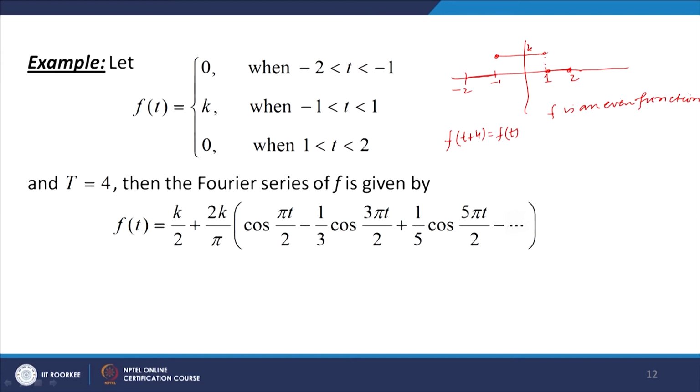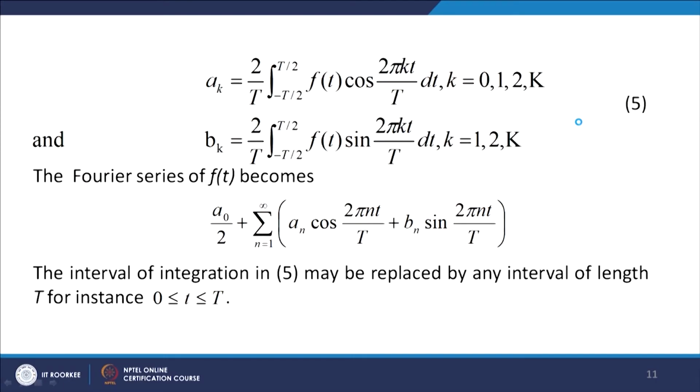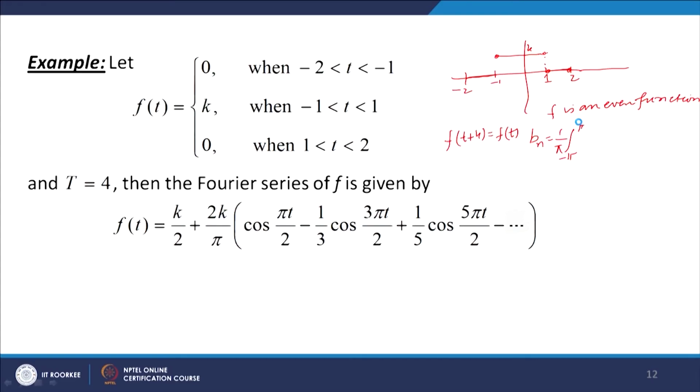And when f is an even function, if you look at Euler's formula for Bn, it is equal to 1 over pi times the integral from minus pi to pi. This is in the case of a 2 pi periodic function, but we have a T periodic function. So, Bn we have to write as 2 over T, integral from minus T by 2 to T by 2 of f(t) sin(2 pi k t over T).